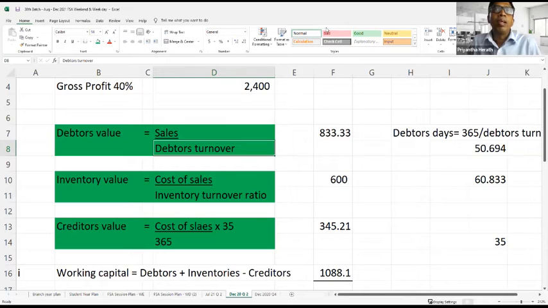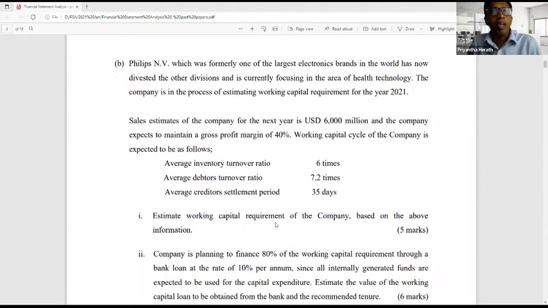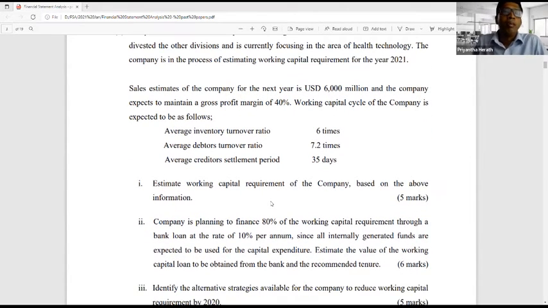Right. Okay, let's see the question again. So the first part, estimate the working capital requirement of the company based on the above information, 5 marks, right? So we estimated the inventory value, debtors value, creditors value, and estimated the working capital, 5 marks, right? Part 2, the company is planning to finance 80% of the working capital requirement through a bank loan at the rate of 10% per annum, since all internally generated funds are expected to be used for the capital expenditure, right? So they are not going to use the internally generated funds. Estimate the value of the working capital loan to be obtained from the bank and the recommended tenure, right? So loan period and the loan amount.